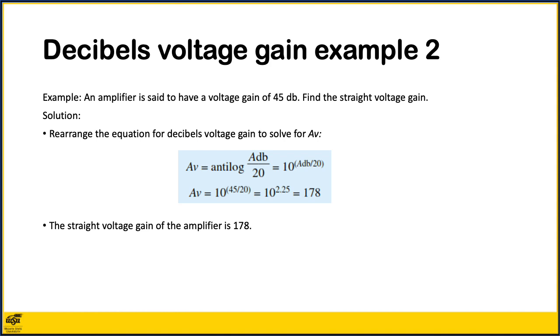Another example: an amplifier is said to have a voltage gain of 45 dB. Find the straight voltage gain. The solution: rearrange the equation for decibels and solve for the AV. The straight voltage gain of the amplifier is 178.